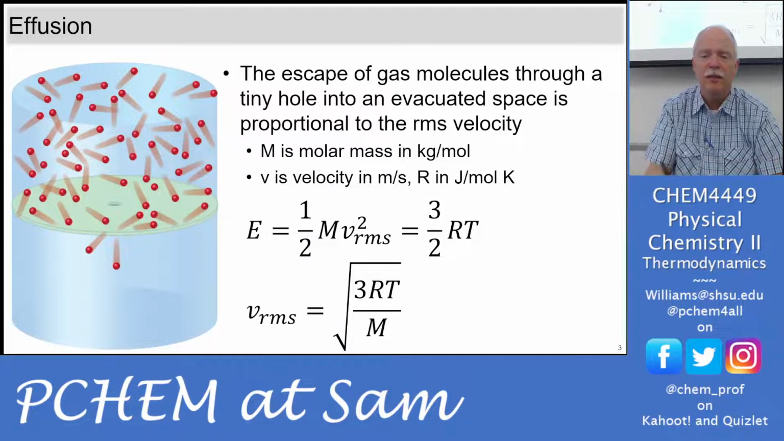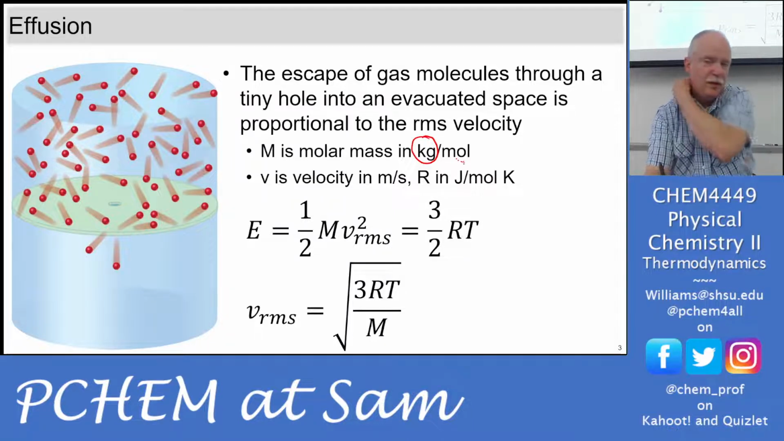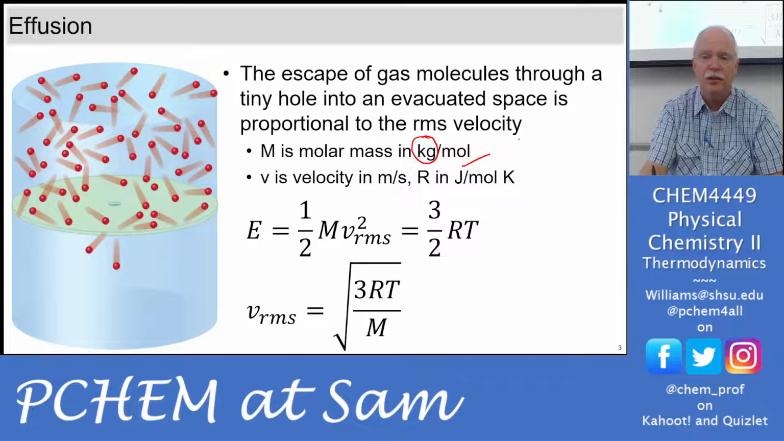Now the units are a little bit interesting. I created this capital M to indicate the molar mass, and it's in kilograms per mole, because the kilogram is needed for the joule. Inside that joule is a kilogram meter squared per second squared. This is the velocity squared, meters per second squared, and then you need a kilogram in the mass to give you joules, and kilograms per mole is compatible with this joules per mole here.